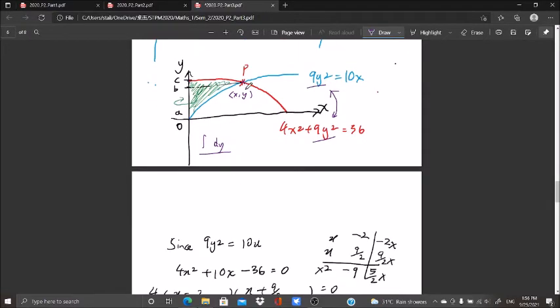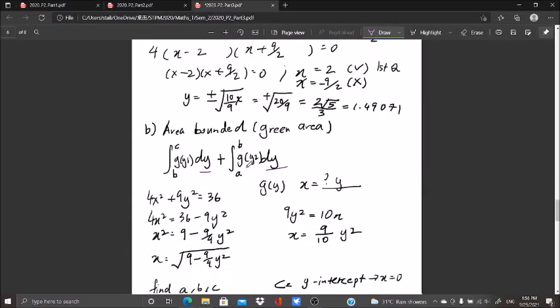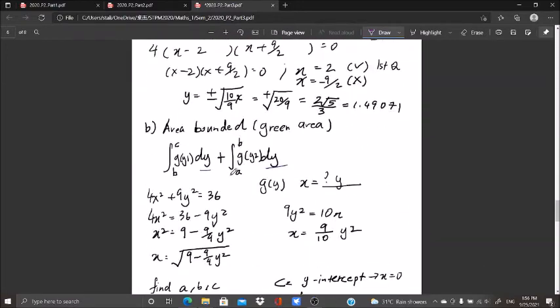If you want to use dx, also can. You need to find out this limit, and use the red curve minus the blue curve, in between x equals to 0 and x here. This is also acceptable. So it depends on personal interest. Okay, I will use in terms of dy.